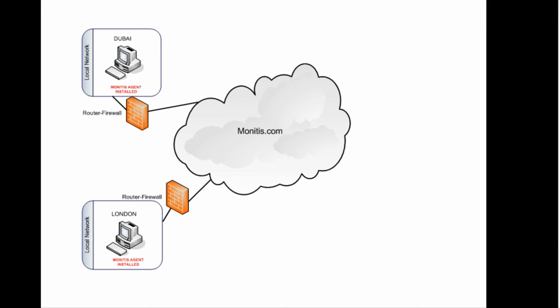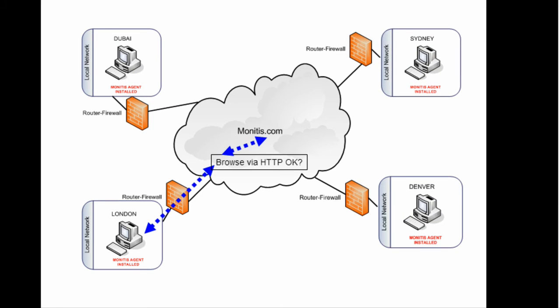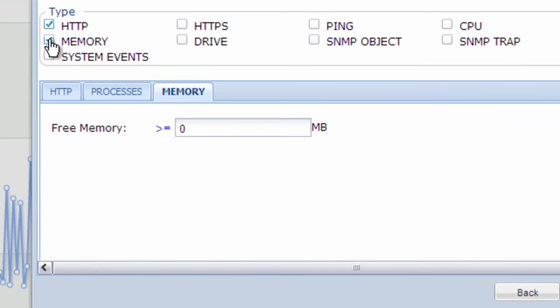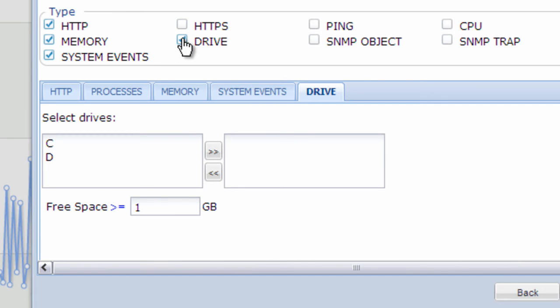For example, a multinational company could install the agent on PCs in their London, Dubai, Sydney, and Denver offices, and maintain a constant check on their employees' ability to browse the World Wide Web. We can also receive alerts for available memory, system events like warnings and errors, and hard drive space.